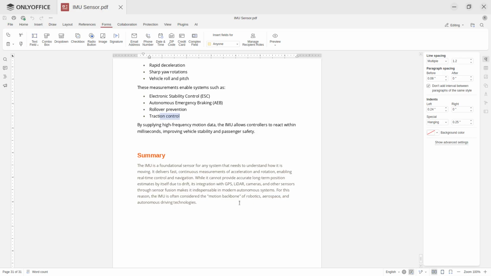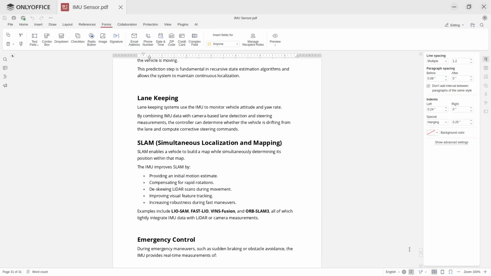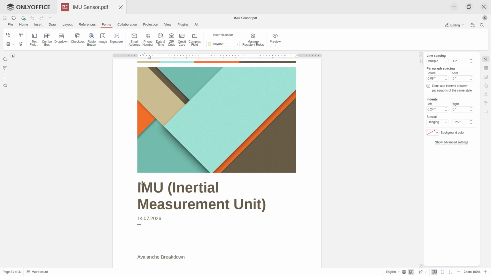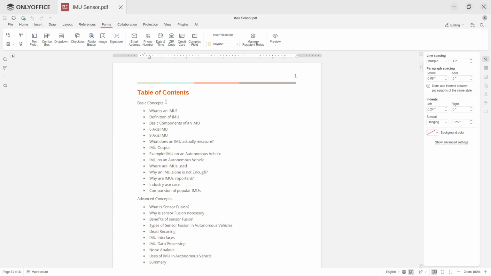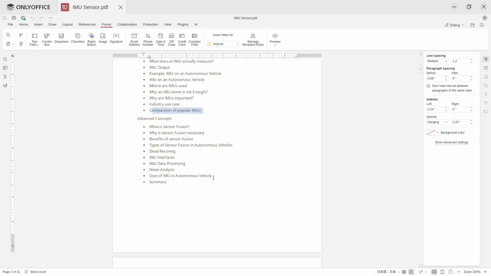So with this we have come to the end of this document. In this document I will just go to the top once again. So we have covered inertial measurement unit, and these are all the things that we have seen. We have covered basic concepts of what is an IMU, definition of an IMU, basic components of an IMU, 6-axis IMU, 9-axis IMU. What does an IMU actually measure? IMU output, then example IMU on an autonomous vehicle. Where are IMUs used? Why an IMU alone is not enough? Why are IMUs important? Industry use case, comparison of popular IMUs. Now we have advanced concepts like what is sensor fusion, why is sensor fusion necessary, benefits of sensor fusion, types of sensor fusion in autonomous vehicle, dead reckoning, IMU interfaces, IMU data processing, noise analysis, uses of IMU in autonomous vehicle, and summary.